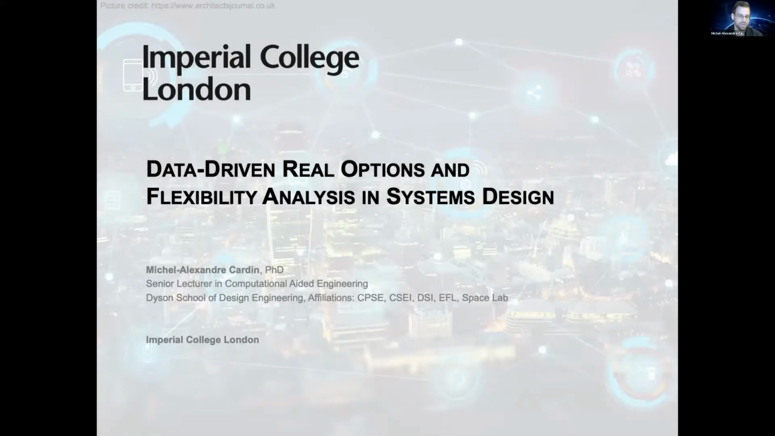So today I want to tell you about the research that I'm doing. Sorry, I should introduce myself. I'm a senior lecturer in computational-aided engineering with the Dyson School of Design Engineering. I joined Imperial in January 2019. And this is basically the topic of my research. I work on flexibility and systems design.